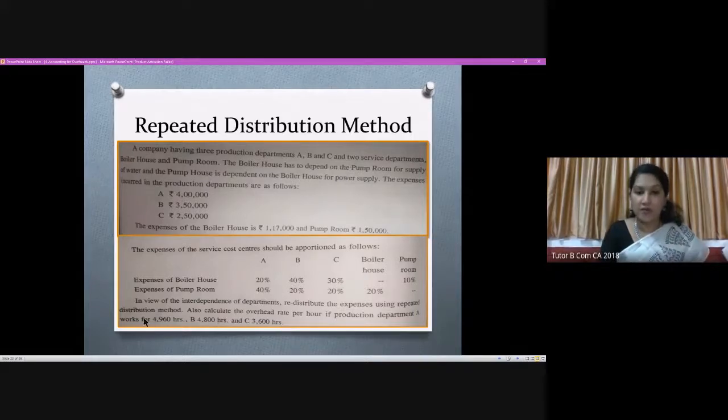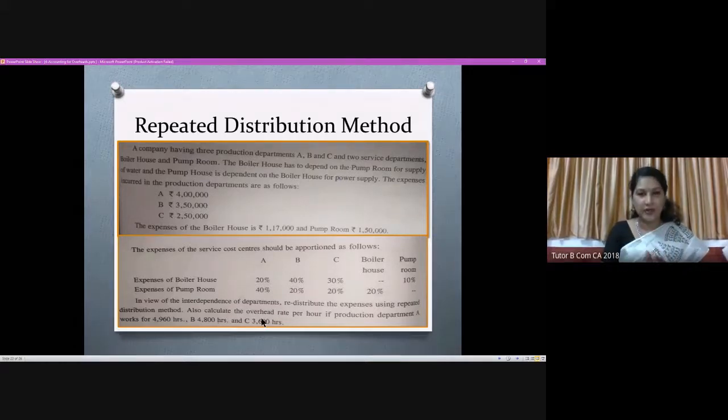So overhead rate per hour is total expense divided by total number of hours worked. So total number of hours worked by A is given, B is given, C is given. We just have to find out the total expenses, right? That is the sum total of primary and secondary distribution summary. I hope you got some idea of how to do it. Now I'm going to show you the answer.